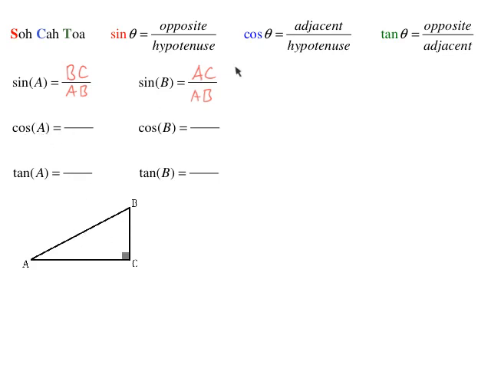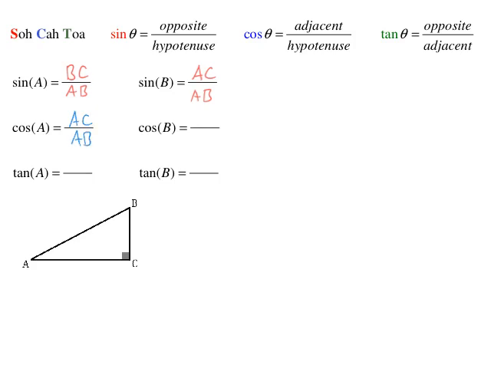So if we want cosine, we want adjacent over hypotenuse of angle A. If this is angle A, adjacent would be the one right next to it. Even though this is next to it, that's the hypotenuse. So for cosine, I want the adjacent over hypotenuse, so that would be AC over AB for angle A.